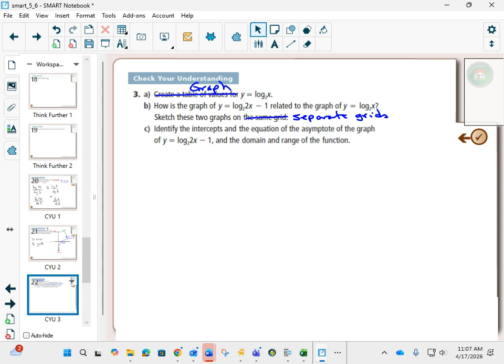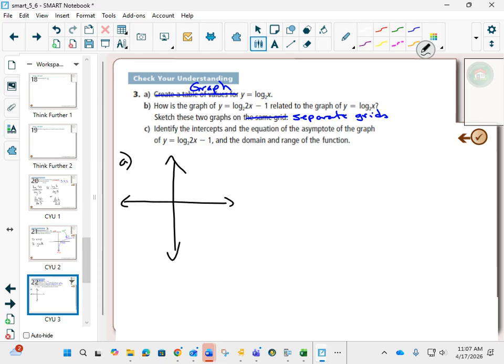Okay, part A, were you able to graph log base 2 of x? So here's our first thing, we're gonna have an asymptote at x equals 0. We are going to have a point at 1 comma 0. This doesn't change no matter which log graph you're doing, but it's a base of 2, so we have the point 2 comma 1. There's our basic shape of our graph.